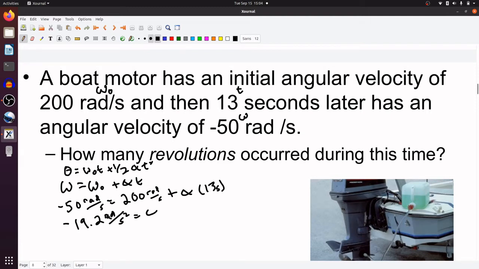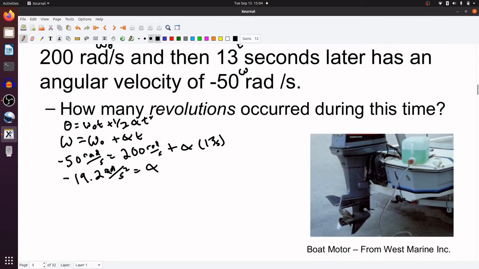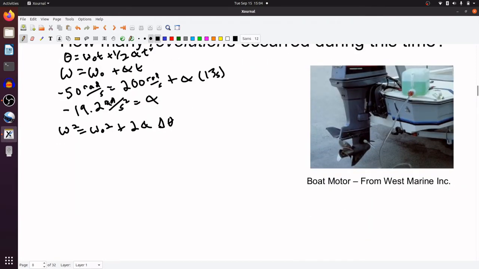Radians per second squared. I'm going to do it slightly different this time. Since we know we can use omega squared is equal to omega naught squared plus 2 alpha delta theta, we can use that one to solve for theta. Let's do that. Take my omega squared, subtract omega naught squared, and divide that by 2 alpha. And that's going to be delta theta.